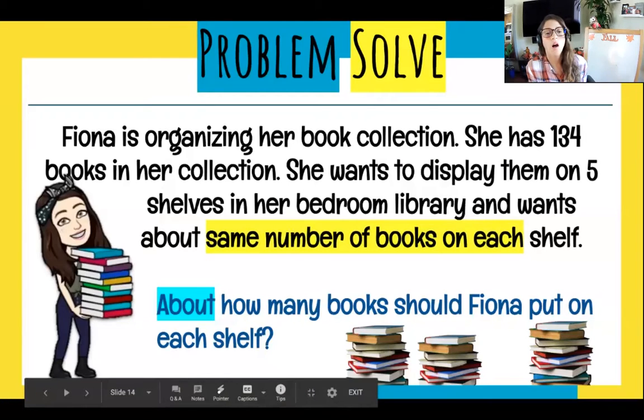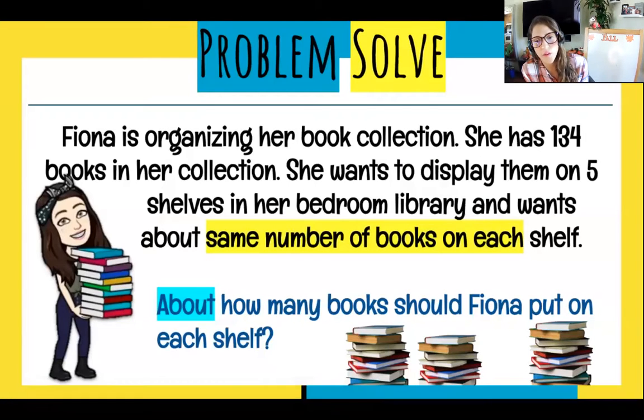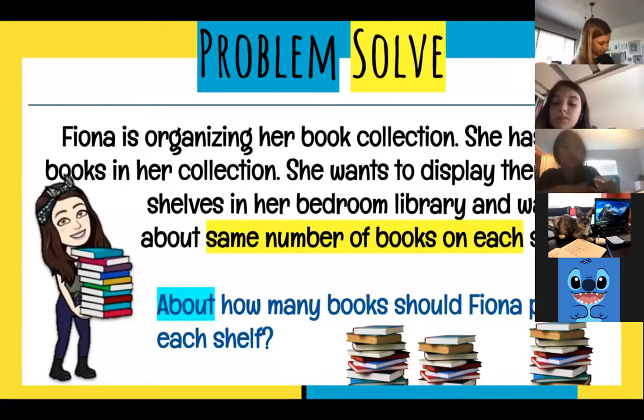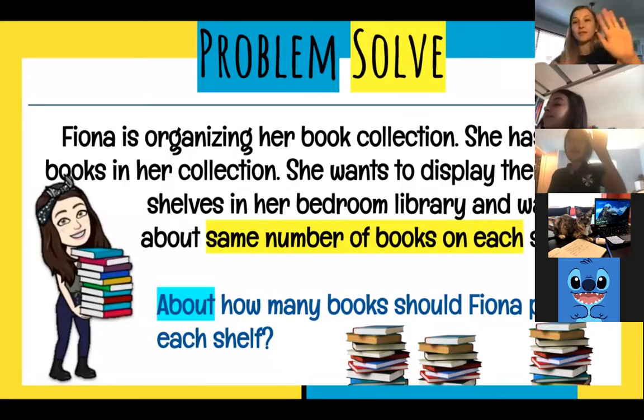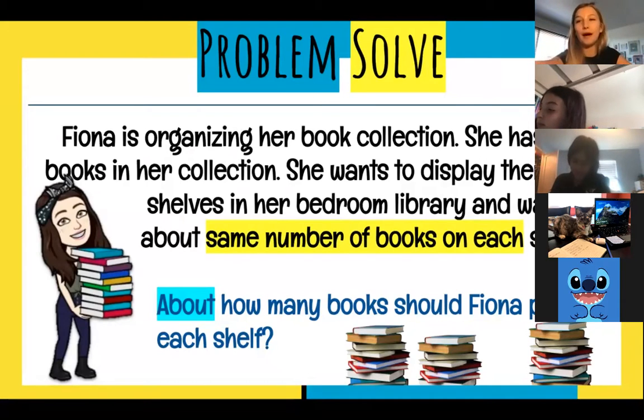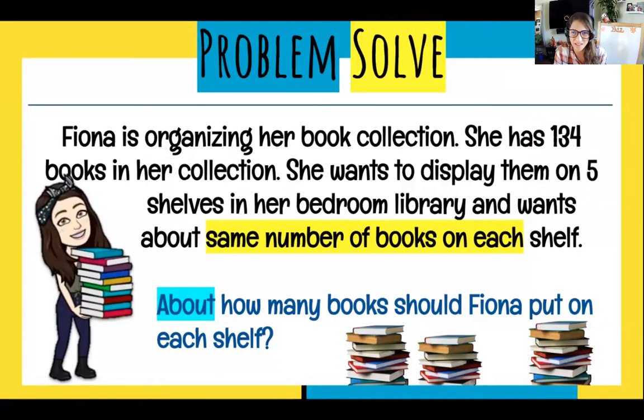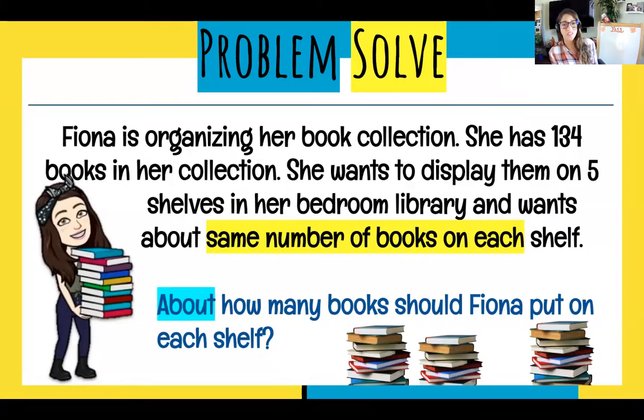Thank you. She is trying to find an estimate. What clue tells you that she's looking for an estimate? What word tells us? He says about. Emma? About. Right, about tells us it's an estimate. So the question asks about how many books should Fiona put on each shelf.